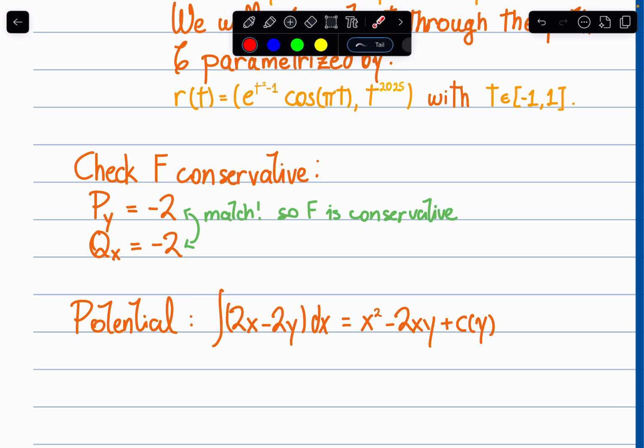We integrate the first component of f with respect to x to receive this function, plus a possible constant function which depends only on y. This function can't be detected by the integral with respect to x because it depends only on y. So we will differentiate it and compare it with the second component of f in order to identify what this constant function is.